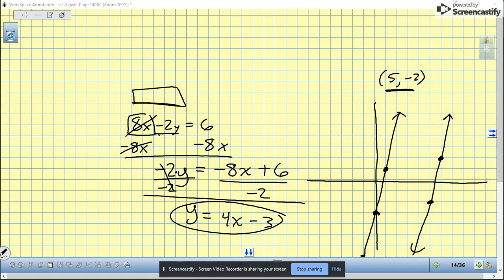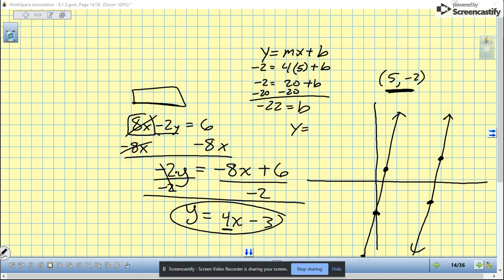Well, I'm going to take that slope and that point, and I'm going to do this. y equals mx plus b. My y is -2, my slope is 4, and my x is 5, plus b, so I can use that to solve for the missing piece. So that's -2 equals 20 plus b, minus 20, minus 20. I get -22 equals b. So y equals 4x minus 22.